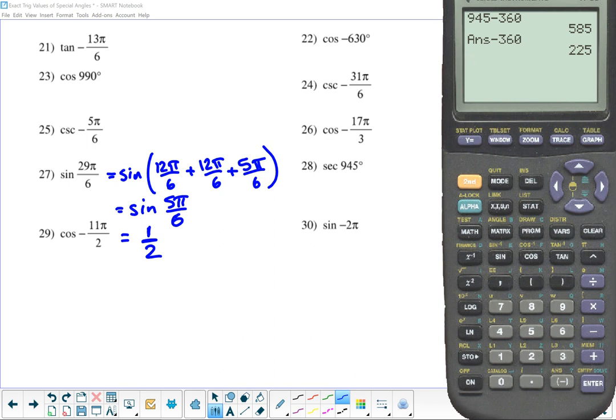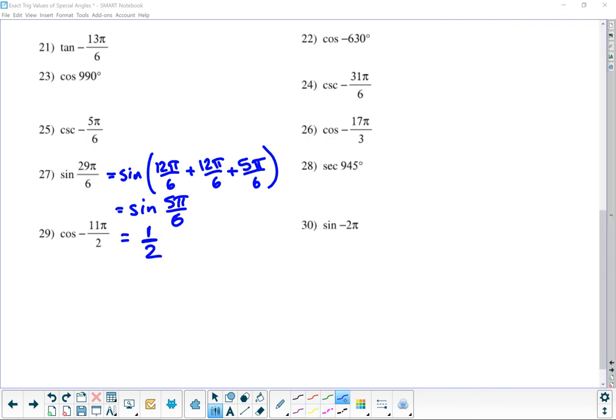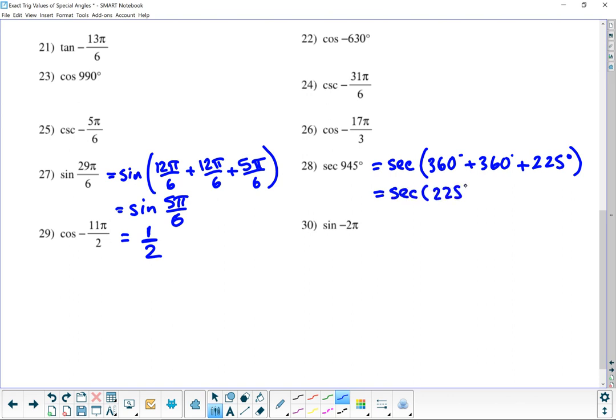So secant of 945 is the same as secant of 360 degrees plus 360 degrees plus, and I think that was 225. Yep, 225 degrees. Again, we're only after that last part because that 360 resets. So secant of 945 is the same as secant of 360 plus 360 plus 225, or you can just call it secant of 225 degrees.